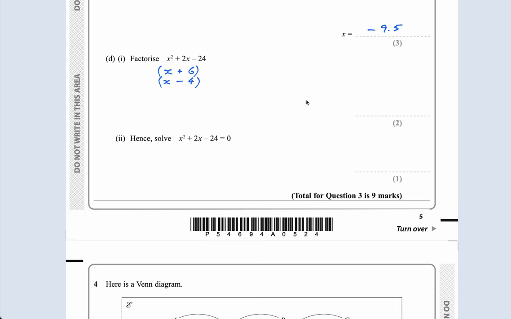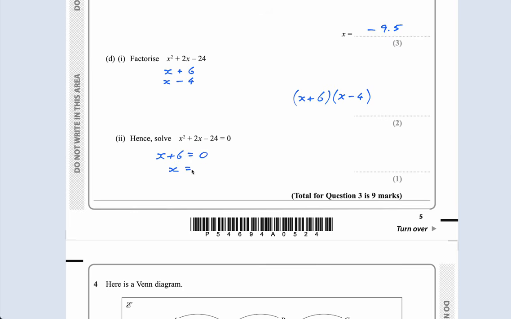So I'm going to write it, but I have to write it properly like this. In fact, actually, guys, don't put the brackets there. Put the brackets when you write it properly. x plus 6 times x minus 4. And then it says, hence solve this equals 0. Well, it's either x plus 6 equals 0.